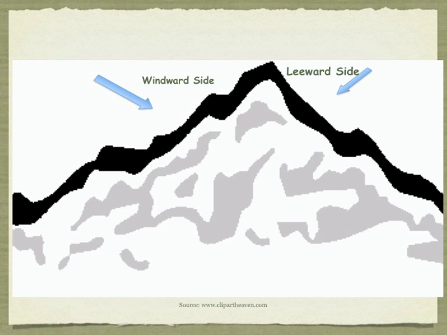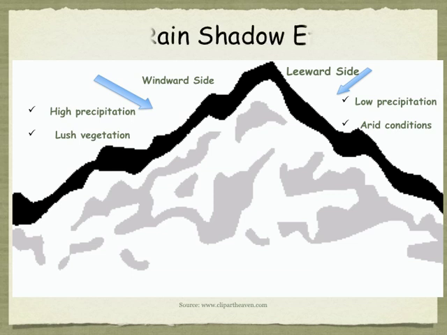Precipitation amounts can be very high on the windward side of a mountain range. This creates moist conditions that support lush vegetation. The leeward side of a mountain range receives much less precipitation. Conditions are much drier and warmer here, and can result in desert-like environments. The phenomenon that causes these contrasts is known as the rain shadow effect.